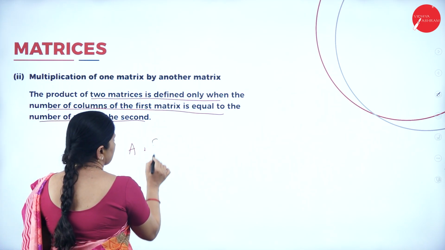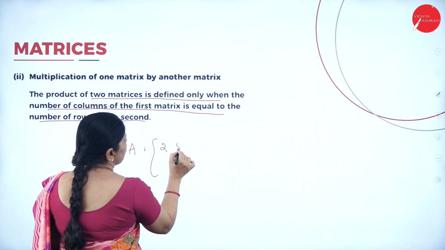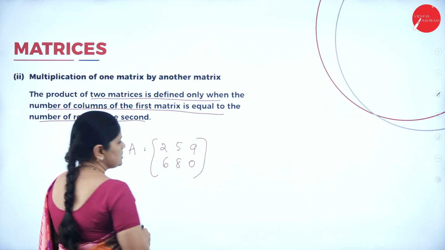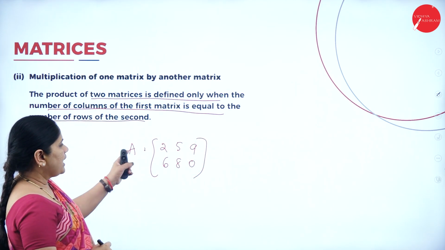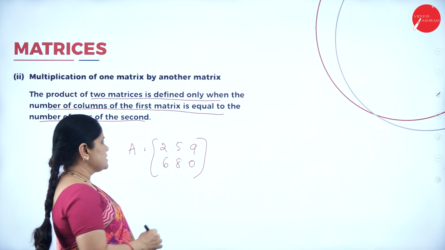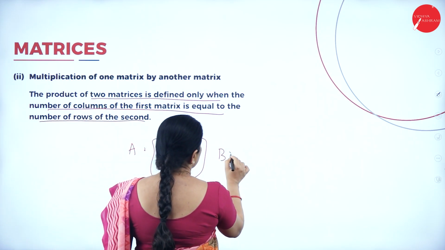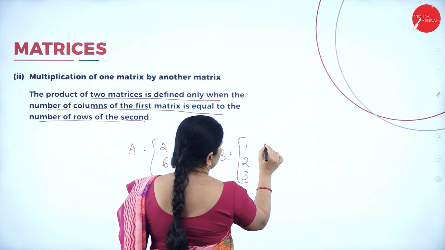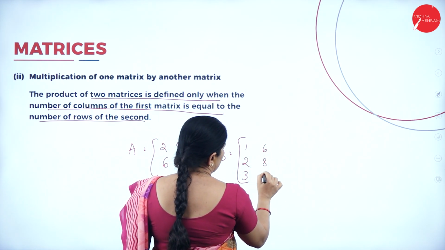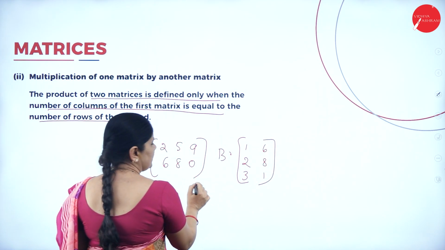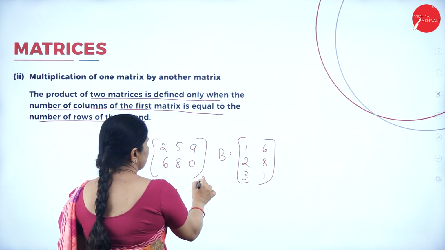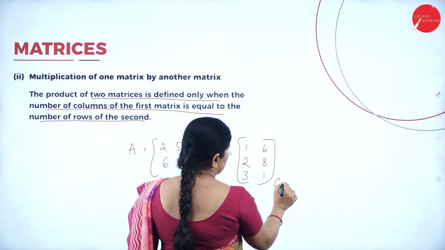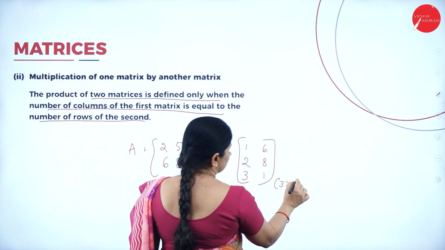Suppose matrix A equals 2, 5, 6, 8, 9, 0. So we have matrix A as 2, 5, 2, 6, 5, 8, 9, 0 and matrix B equals 1, 2, 3, 6, 8, 1. So here the matrix order is 2 into 3. Here the matrix order is 3 into 2.